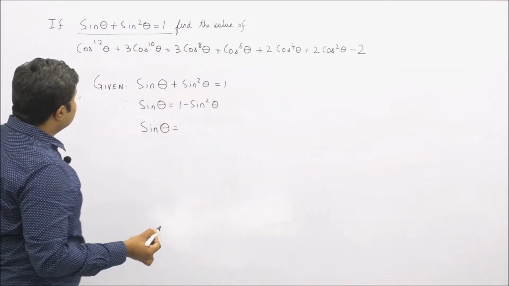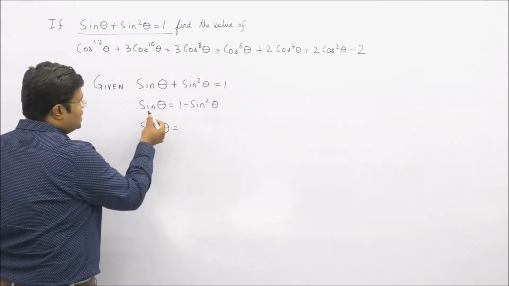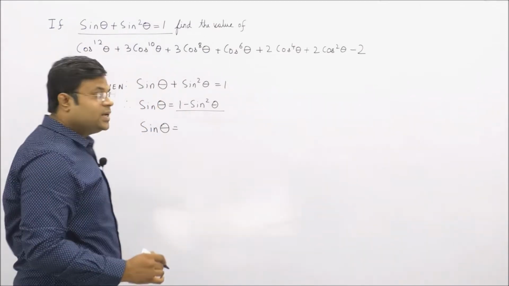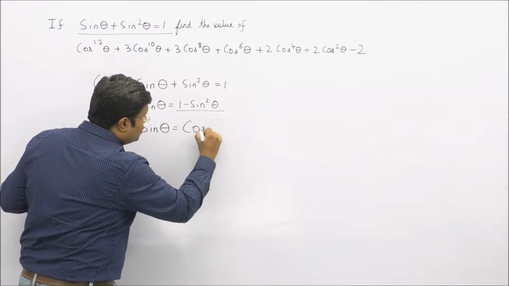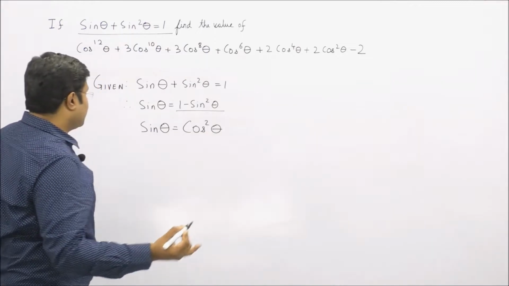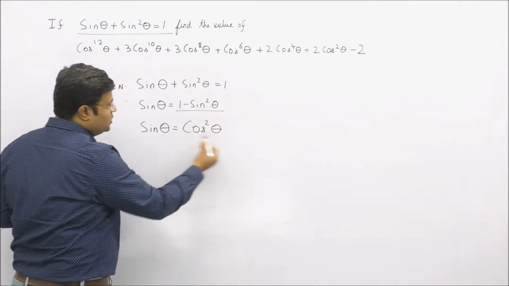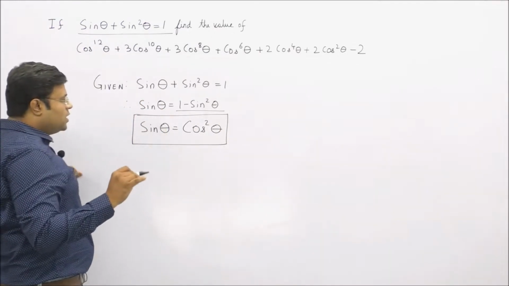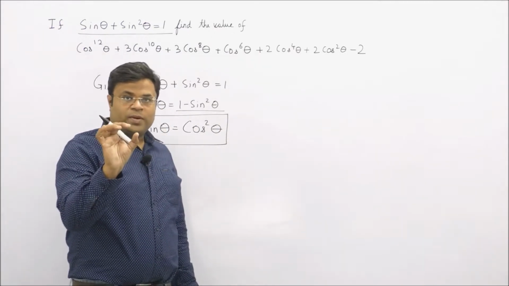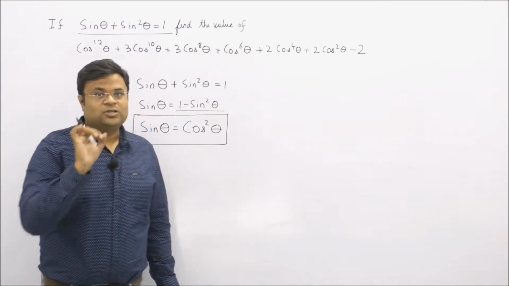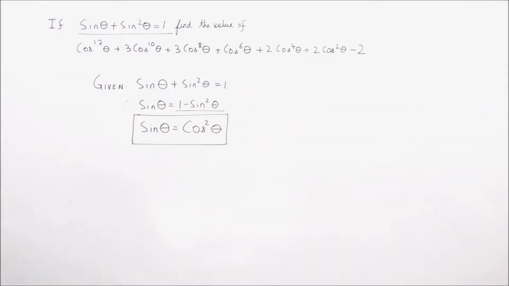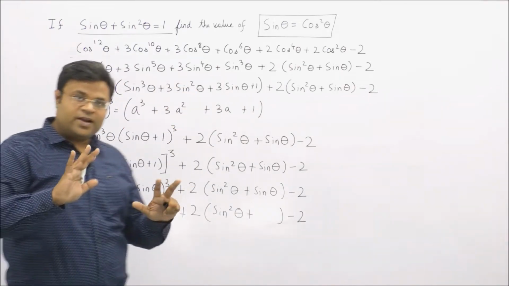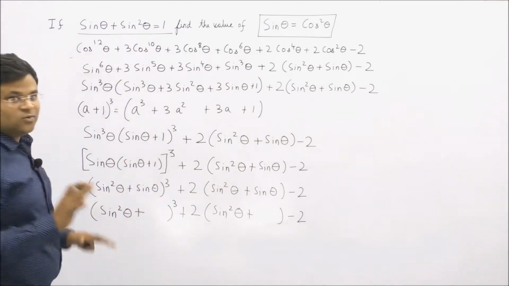If sin theta plus sin square theta is 1, that means sin theta is 1 minus sin square theta. We know what is 1 minus sin square theta? It's cos square theta. So we have sin theta equals to cos square theta. This is one result which we will always remember, that a cos square theta can be written as sin theta. Alright, don't get worried about the size, it's a little big, I know.